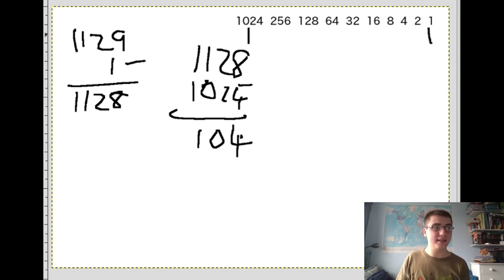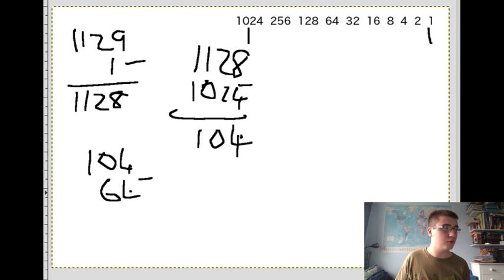So 104 is less than 256. It is less than 128, however it is greater than 64. So therefore we can do 104 minus 64. So then that leaves us with 40. Okay, then because we were able to take 64 from it, we put a 1 underneath 64.